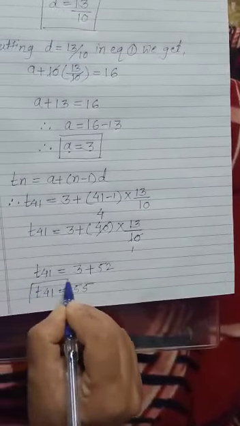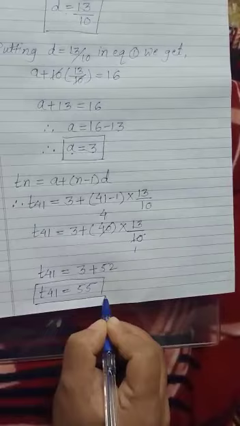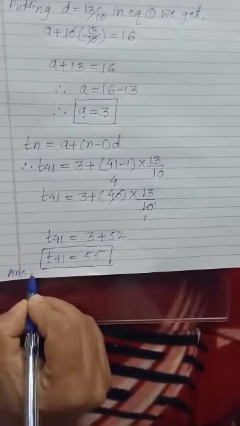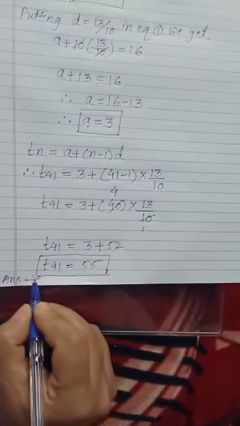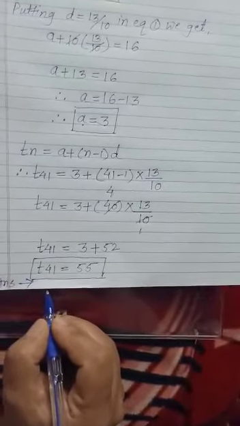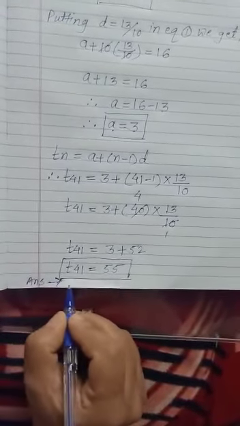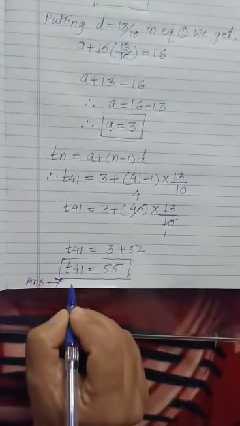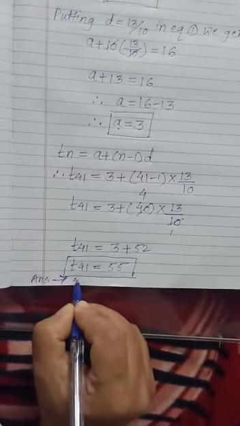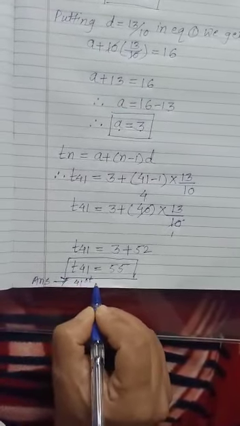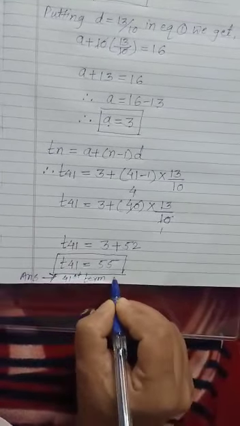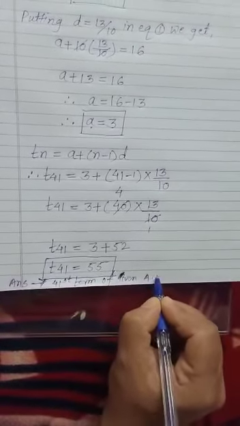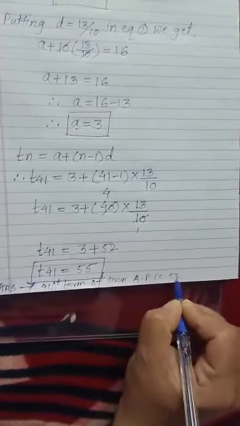So what is the 41st term of the AP? It is 55. Again, here you have to write the final answer, because this question is asked for 4 marks in the board exam, and for every 3 mark and 4 mark question the final answer is necessary, because otherwise they will reduce your half marks. So here, therefore, the answer is: the 41st term of the given AP is 55. Understood?